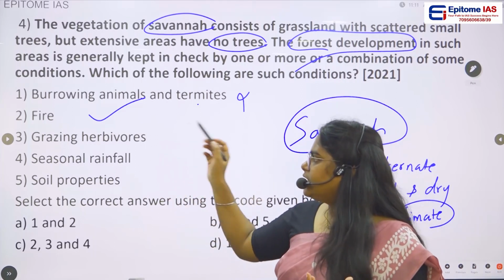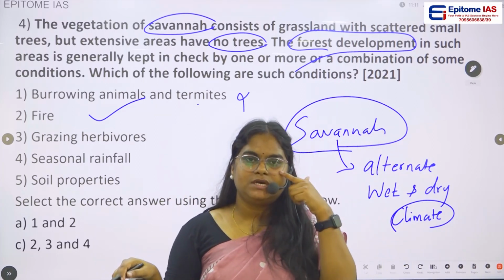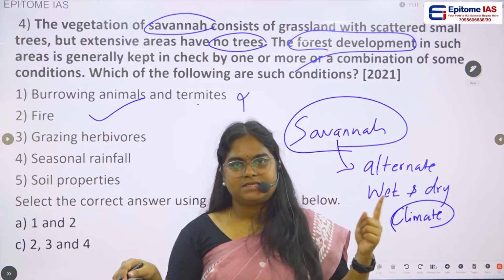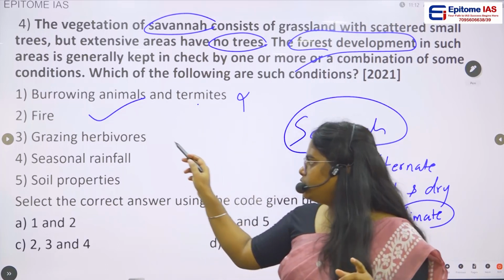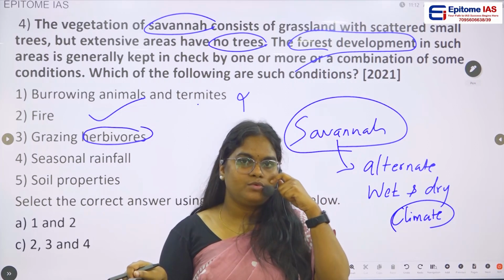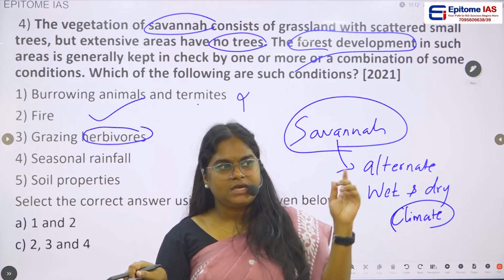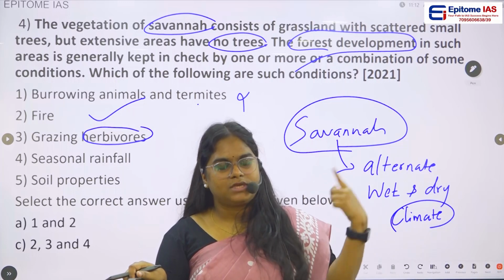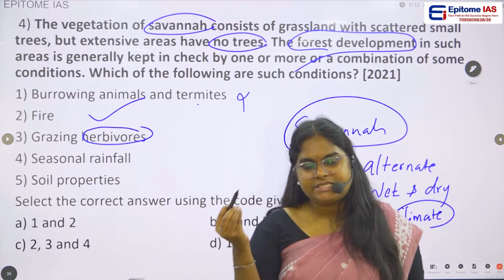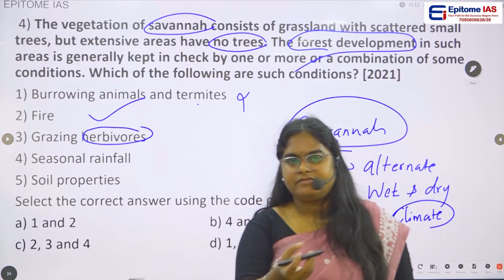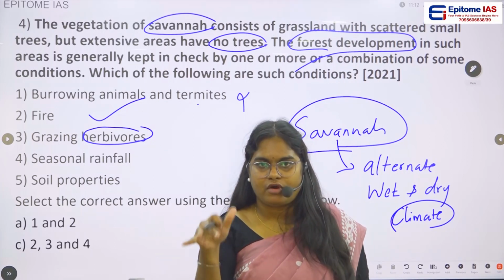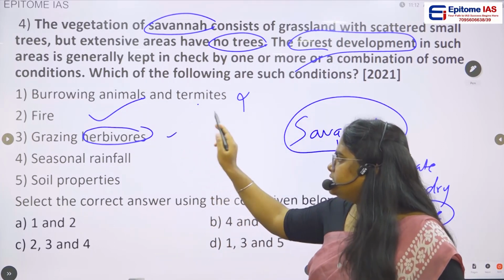Then grazing herbivores. This type of forest is a grassland forest, okay? Because it is a grassland, it will have a majority of herbivores, that is, grazing herbivores. Let us say there are more grazing herbivores, and they keep on grazing. What will happen then? They literally consume all the seeds and everything, okay? Because of that, it will keep a check on the development of the forest in this particular area. So yes, this is also there.